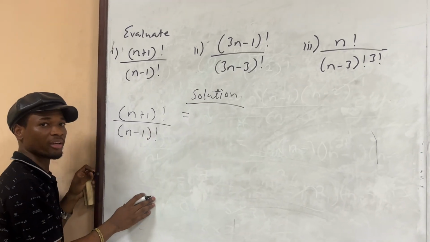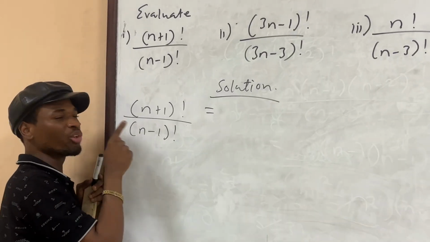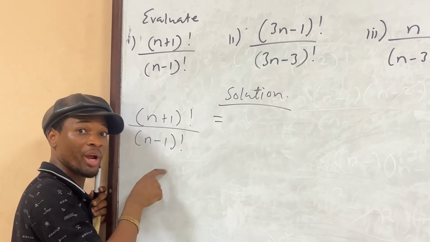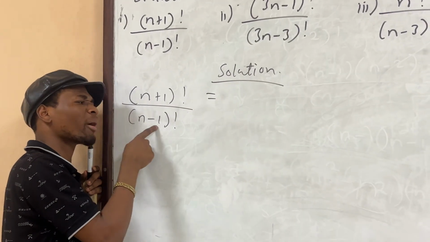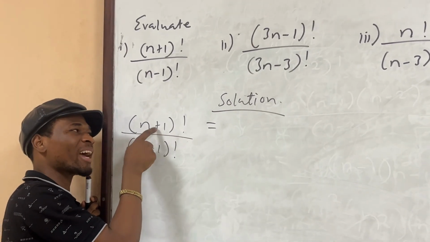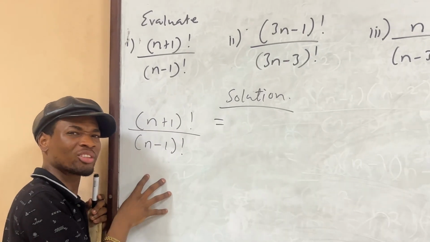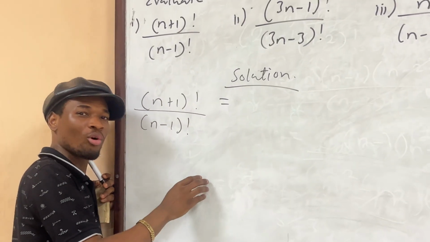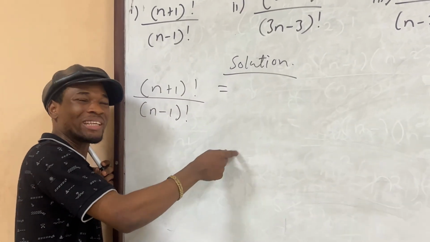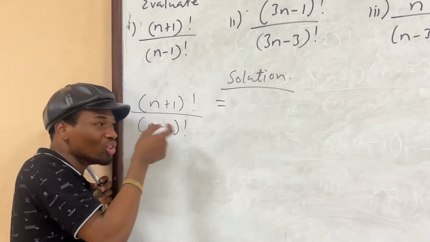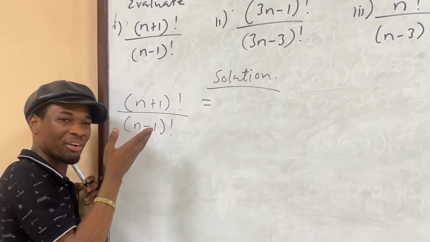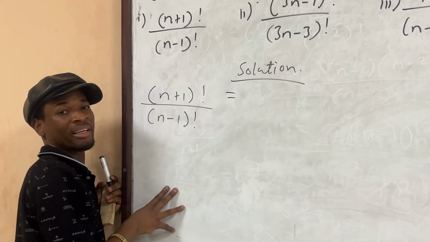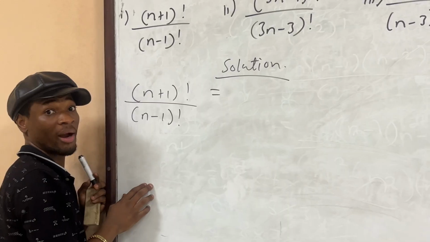So what can we do over here? What can we do to n plus 1 all factorial to get n minus 1 all factorial? Or what can we do to n minus 1 all factorial to get n plus 1 factorial? The trick is to identify the ones that can be broken down. In other words, the ones that can be simplified to get common terms or expressions to facilitate cancellation. So which one is the highest? It's the first one, right?